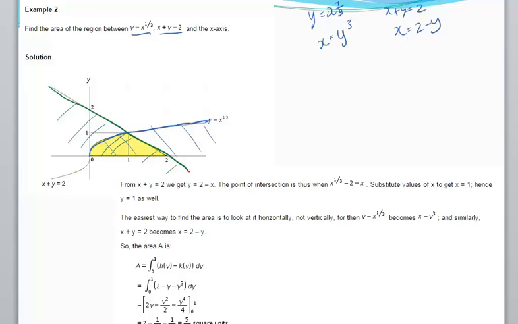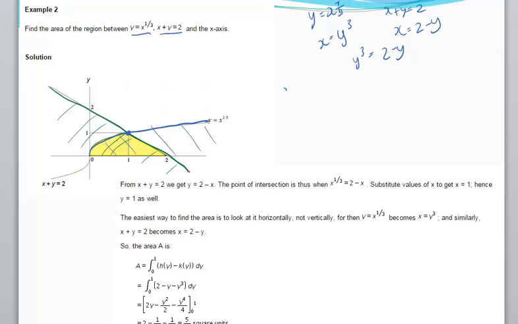So if we set these as equal, we say, well, y cubed is equal to 2 minus y, and we can look at this and say, well, 1 works, doesn't it? 1 cubed is 2 minus 1 is equal to 1. So this point where they meet is the point 1 there. And we substitute that into our original equation. 1 plus 1 is equal to 2, so our x value is also 1. So now we can go through and actually integrate this.